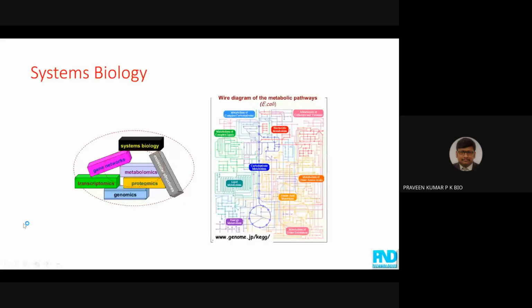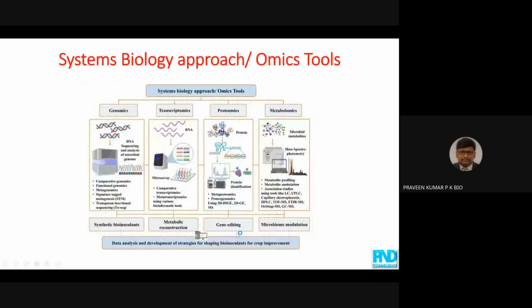Here in systems biology, this is a combination of different omic studies: genomics, proteomics, metabolomics, transcriptomics, gene networks, and molecular structure. And of course, we integrate the types of pathways to understand the disease information. Now, let me come to the systems biology approach, where we generally use the omics tools.